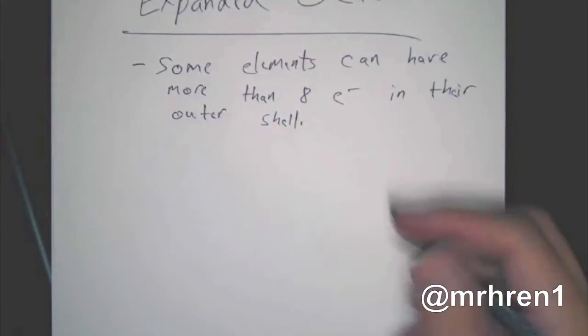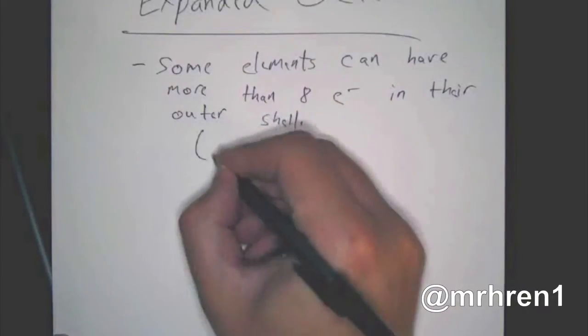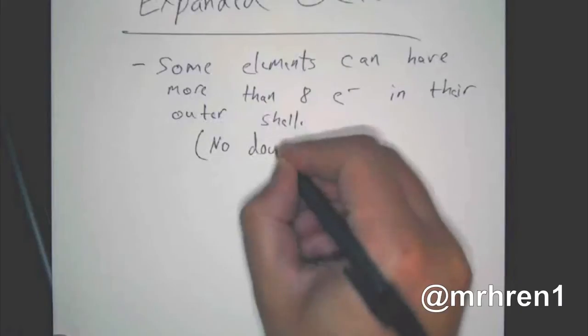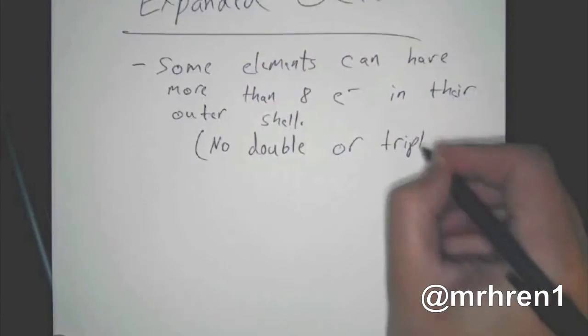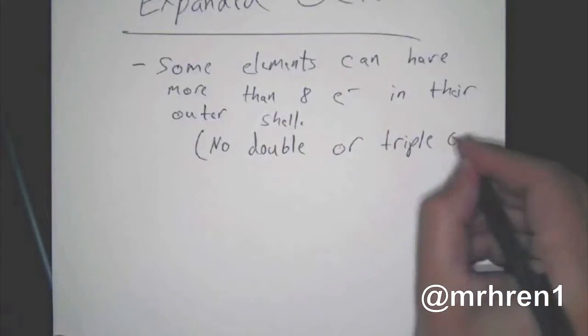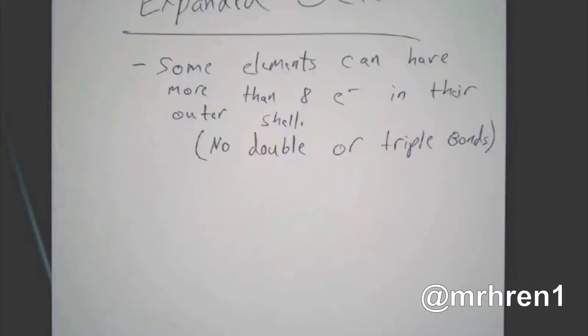Now, one little rule I'd like to mention for when we draw these out, which is nice, some of you will appreciate this. There's no double or triple bonds, at least in what we're doing. Okay. So, no double or triple bonds.